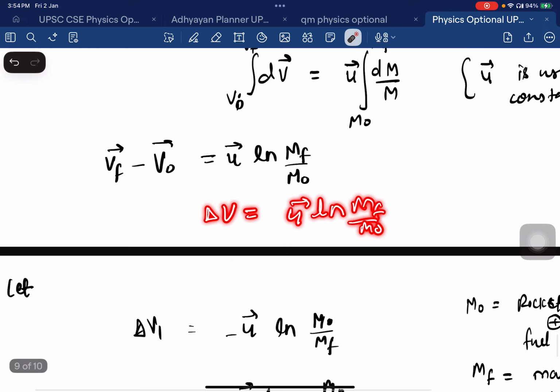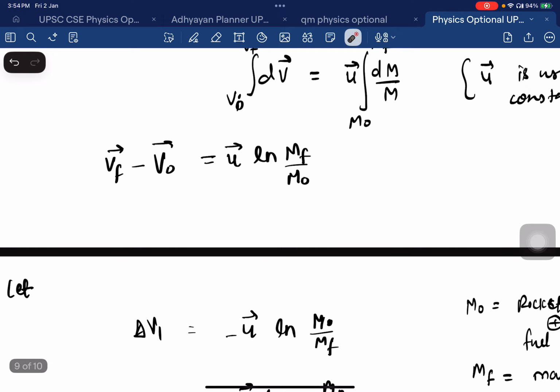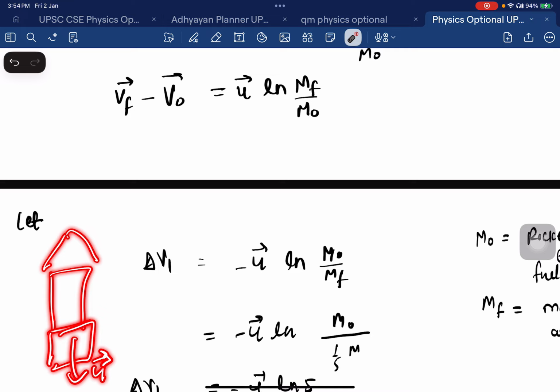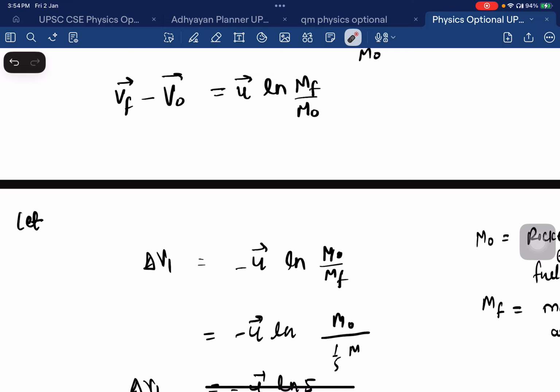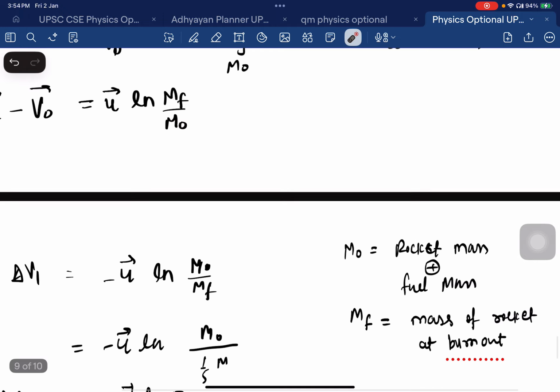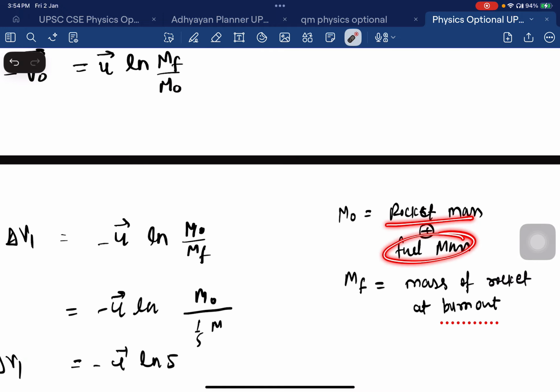If I change m naught by m_f, the minus sign is showing nothing but direction: if you have exhaust velocity in this direction, u vector, then the rocket velocity v vector will be in the opposite direction. So the minus sign just signifies direction. Now in this equation, m naught is the rocket mass plus fuel mass, and m_f is the mass of the rocket at burnout.